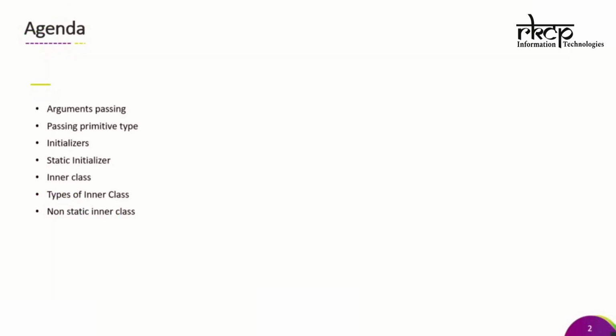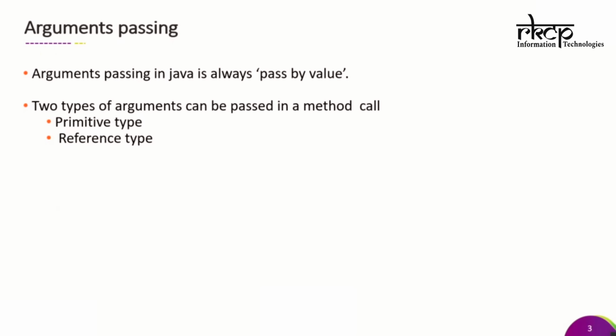However, in the previous week I have already shown how you pass arguments through the command line, and based on that how you execute. But here I want to focus on two points, how you will pass arguments based on pass by value and pass by reference. Second, passing the different primitive types, after that initializer, then static initializer, inner class, types of inner class, non-static inner class. Now I'm going to start with argument passing.